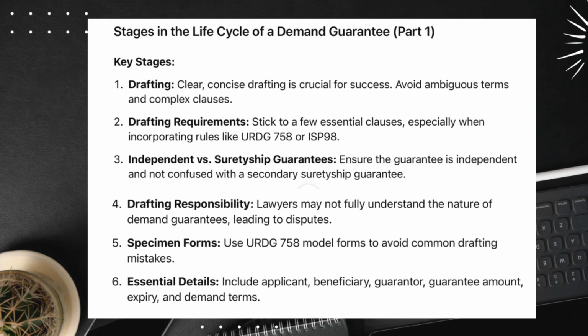For example, instead of overcomplicating the document with irrelevant clauses, aim to draft it on 1 or 2 sides of A4 paper, especially if you are incorporating international rules. Poor drafting can lead to confusion, particularly between demand guarantees and suretyship guarantees.